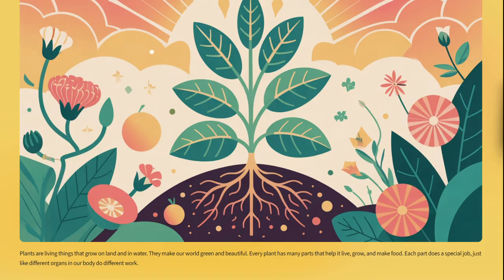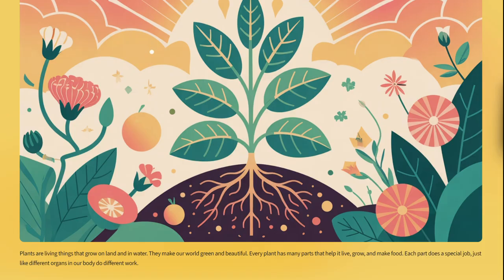Well, today we're going to explore something truly amazing, all about green plants and how their different parts work together to keep them alive and healthy. By the end of this lesson, you'll know exactly what each part does and why plants are so important, not just for themselves, but for all living things, including us.